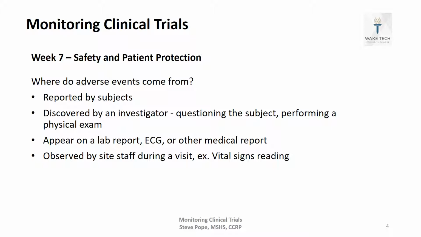And so we get a medical record from the emergency department, and we discover an adverse event that the patient probably wasn't even aware of, that occurred during that initial condition that sent them to the emergency room. They could be observed by site staff during a visit, such as a vital sign reading, for example. That could trigger an adverse event. So they could be discovered in a number of different ways.